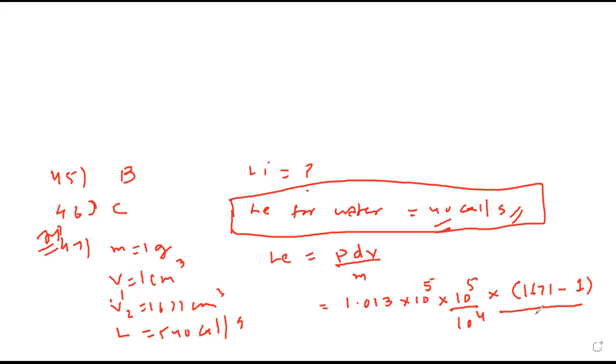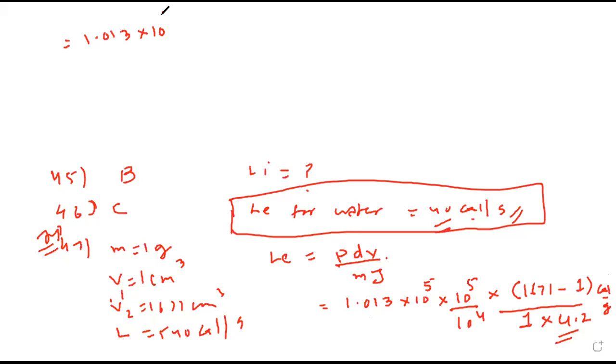Divide by mass 1. See, this is in calorie, but work done is in joule. So I will divide this by J. J is nothing but 4.2. Are you knowing this? 4.2 joule per calorie. So I have divided to convert into calories. This becomes now calories per gram. Now simplifying this.